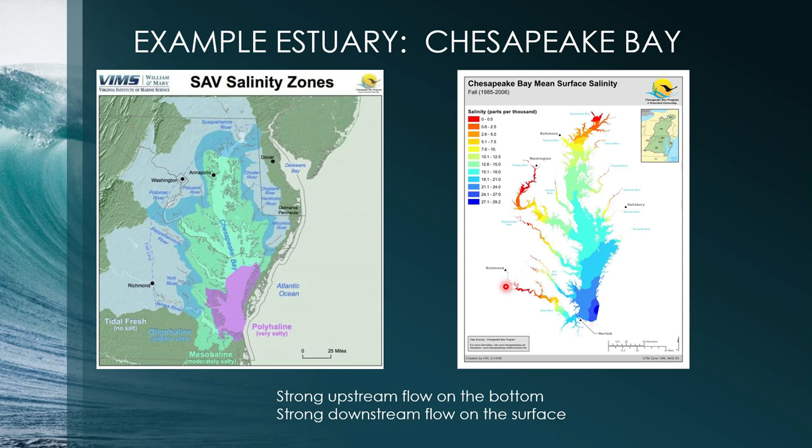One of the important things to know about the Chesapeake Bay is that we have flow going in different directions on the bottom and the top. Because this is a partially mixed estuary, we have mixing that occurs because of the tide, and then we have the influence of rivers. So we have a strong upstream flow on the bottom where that denser salt water is flowing upstream. And then we have a strong downstream flow on the surface. So we actually have flow going in different directions in the Chesapeake Bay.